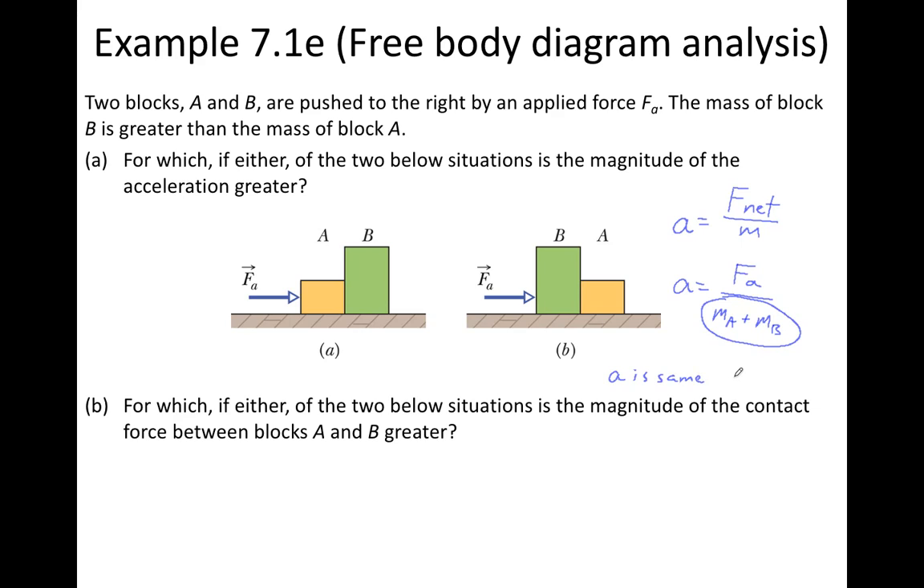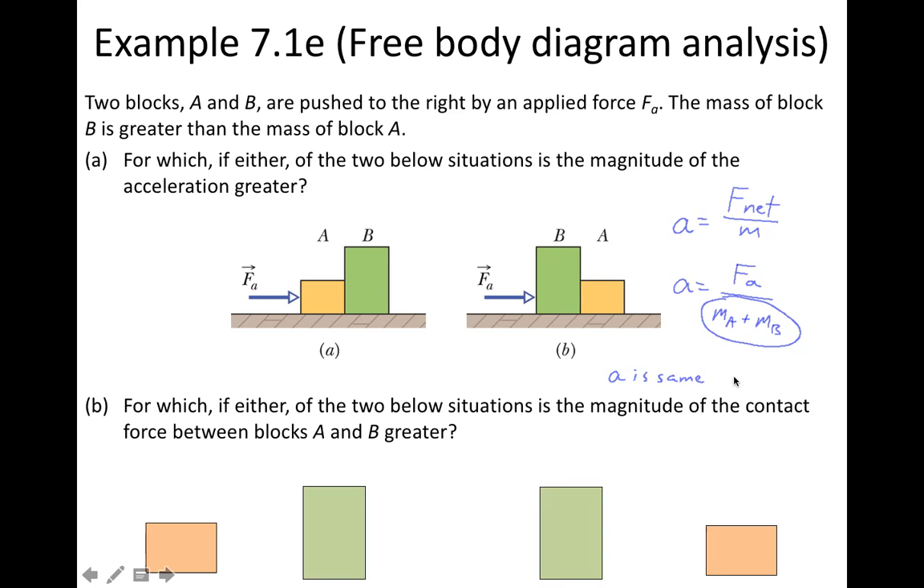All right, for part B, we want to know in which situation is the magnitude of the contact force between the blocks greater. So for this, we're going to need some free body diagrams. So I've drawn the boxes, and I've drawn them a little bit separated so that the arrows for the forces are not going to be drawn right on top of each other. So in the first situation, the applied force is exerted on block A, where the applied force is exerted on block B in the second situation.